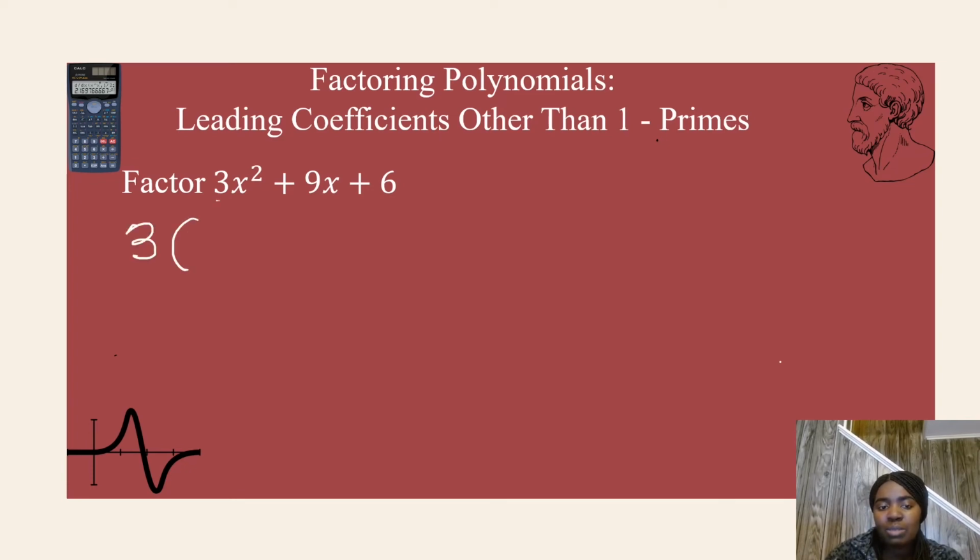So what do I have to multiply by 3 to get 3x squared? Just x squared. What do I have to multiply 3 by to get 9x? Just 3x, right? 3 times 3x is 9x. Now what do I have to multiply 3 by to get 6 is 2, okay? So good, I'm in good shape. I have 3 times x squared plus 3x plus 2. Okay, now I'm just going to ignore this 3 because it's out, okay? And I'm just going to focus on what's inside the parentheses and factorize that.